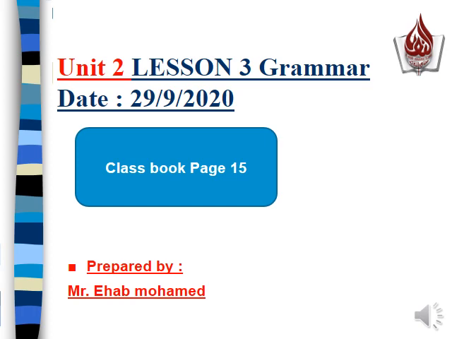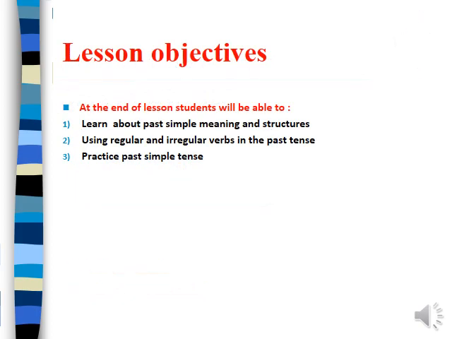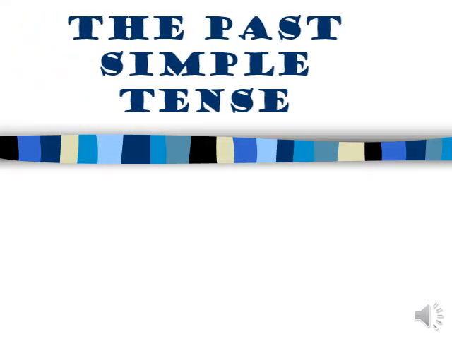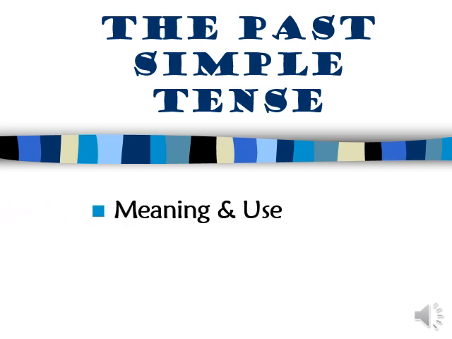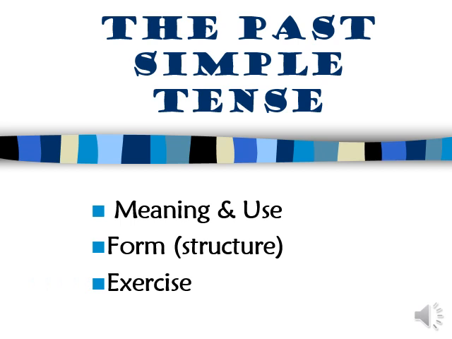Our lesson today, Unit 2, Lesson 3, Grammar. Class book page 15. Lesson objectives. At the end of the lesson, students will be able to learn about the past simple, meaning and structures, using regular and irregular verbs in the past tense. Practice past tense. The past simple tense: meaning and use, form, and exercise.